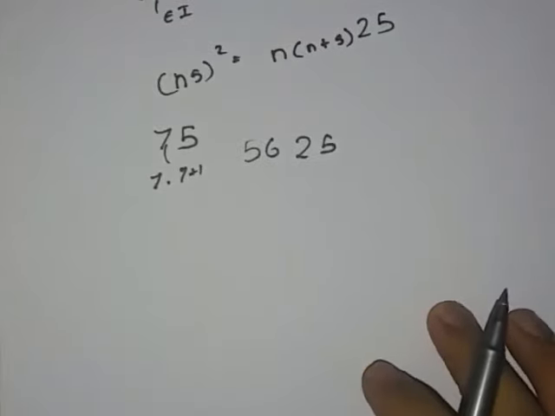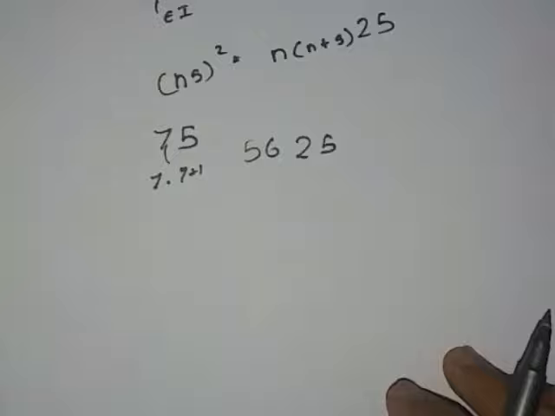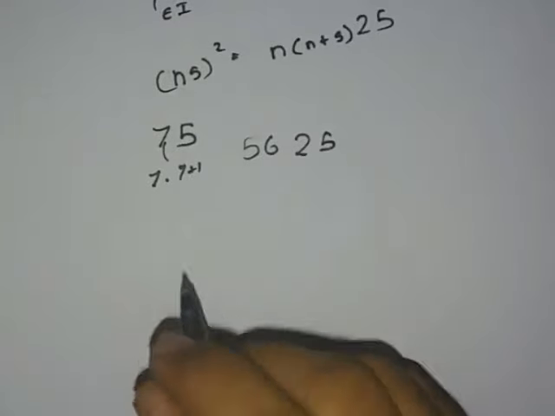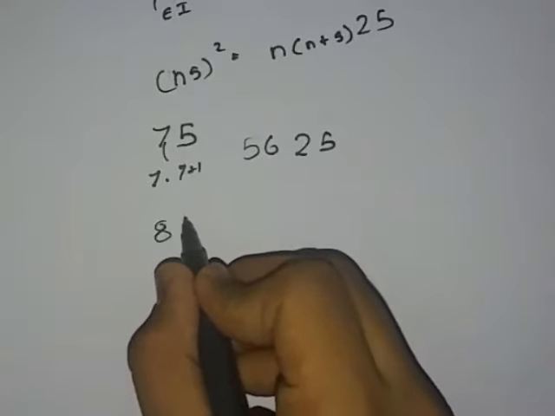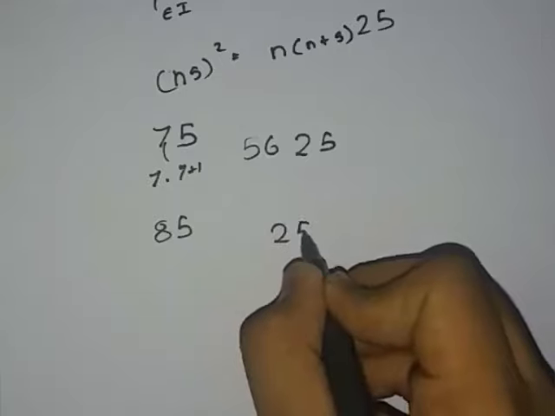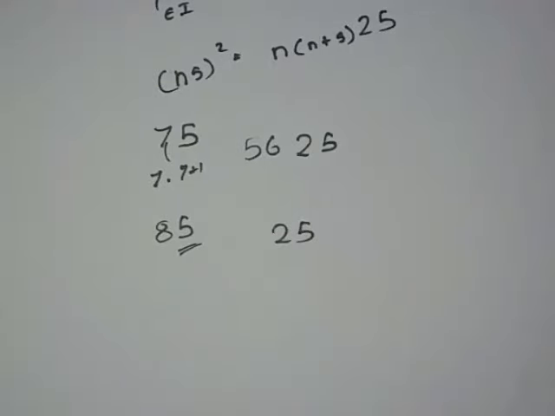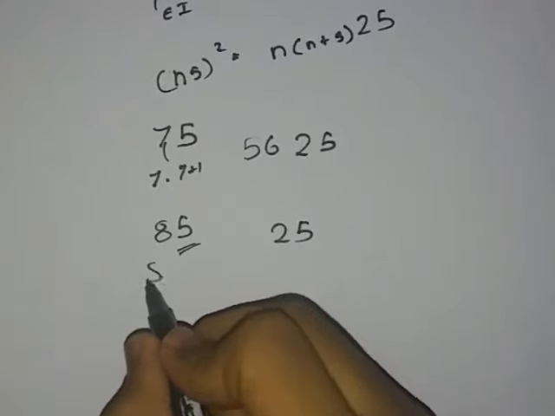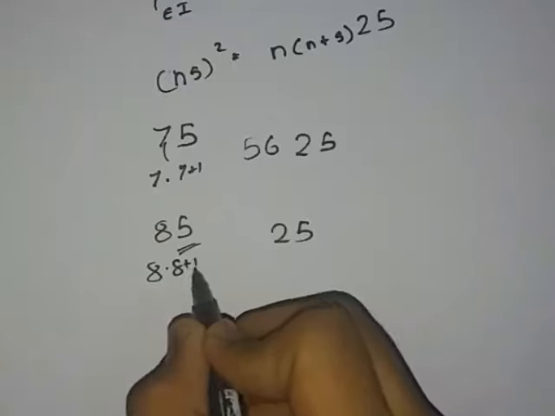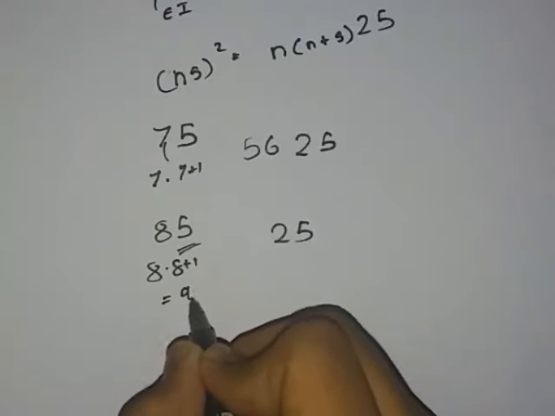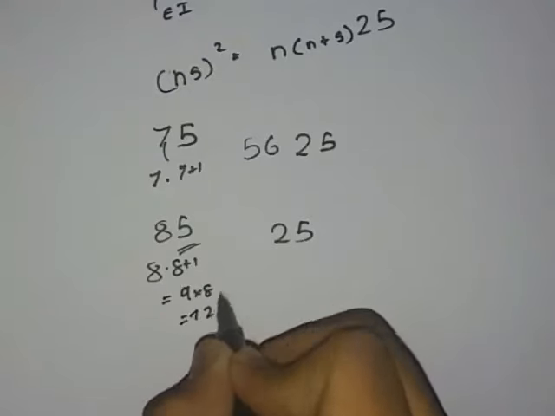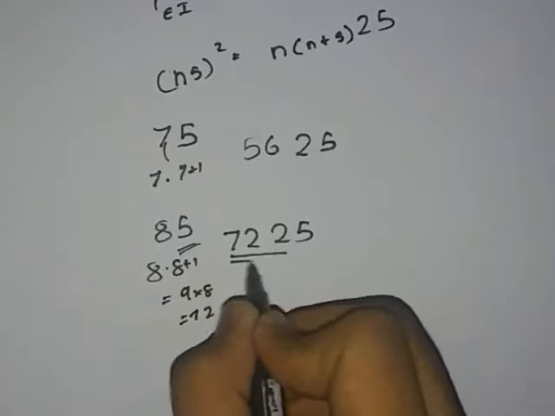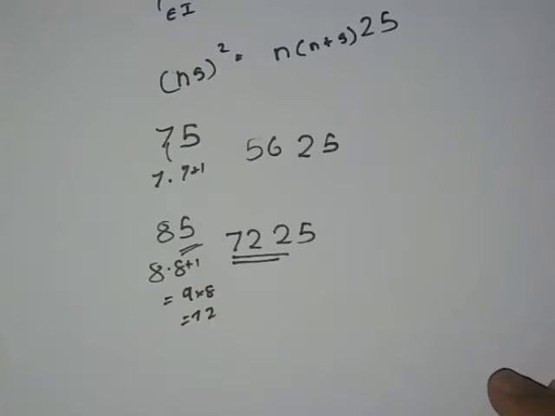Sorry for the pause, but my battery was low. What should I do? So next, let's take 85. Let's take the number 85, last two digits 25 for sure, because here it is 5. For 8, we can say 8 into 8 plus 1 equals 8 into 9 equals 72. So 7225. So like this we can calculate each and every square.